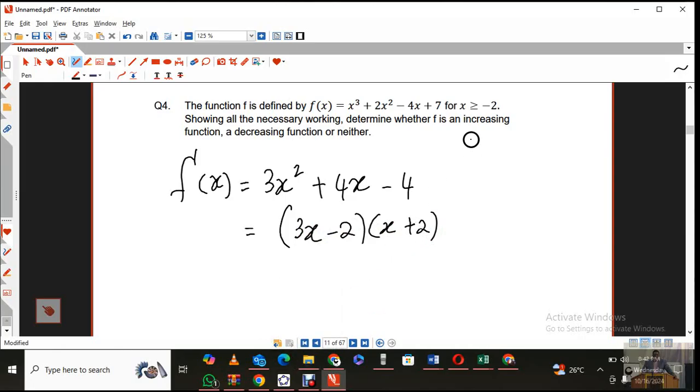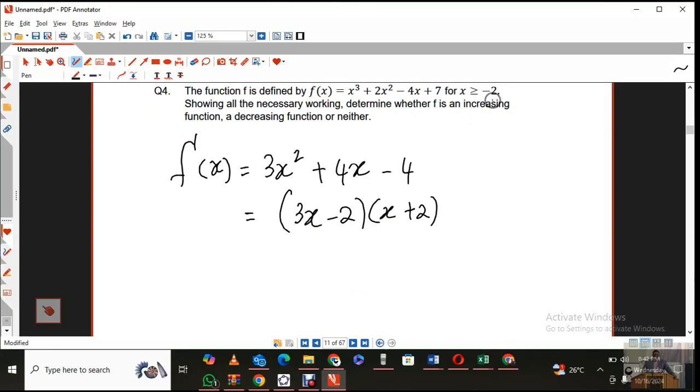because it says the function is defined for values of x that are greater than or equal to negative 2. The moment I put negative 2 in here, it's going to give me 0. 0 doesn't really tell me anything. It just tells me that there is a stationary point. Okay. So I'm going to just do a series of tests.